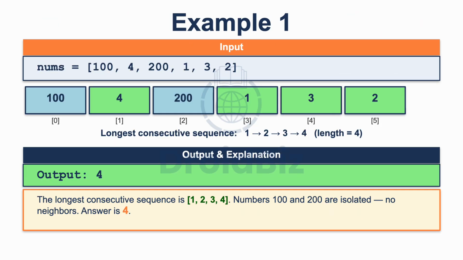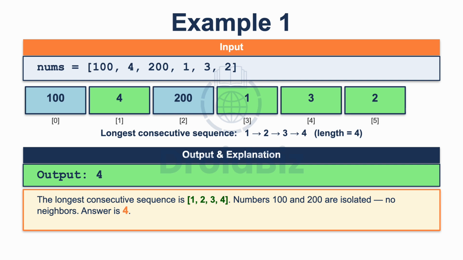Let us look at example 1. The input is an unsorted array. Nums equals [100, 4, 200, 1, 3, 2]. Look at the array boxes on screen. The blue boxes, 100 and 200, are isolated numbers. They have no neighbors that are consecutive. The green boxes, 4, 1, 3, and 2, form the consecutive sequence 1, 2, 3, 4. Even though they appear scattered in the array, they form a complete run. 1, then 2, then 3, then 4. The length of the sequence is 4. So the output is 4.